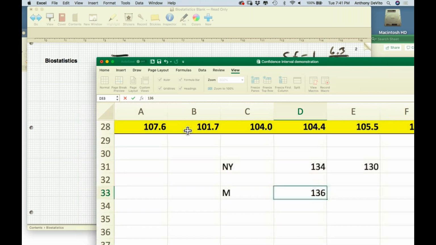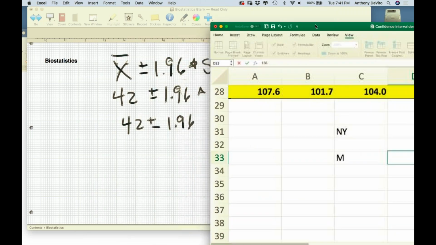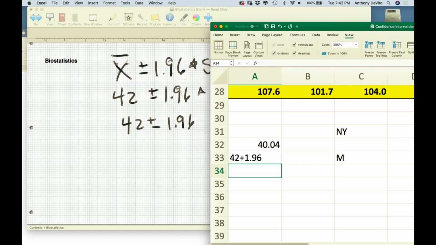I'm going to use Excel to do this. 42 minus 1.96 and 42 plus 1.96. Okay, so our 95% confidence interval is between 40 and 44, basically, right?